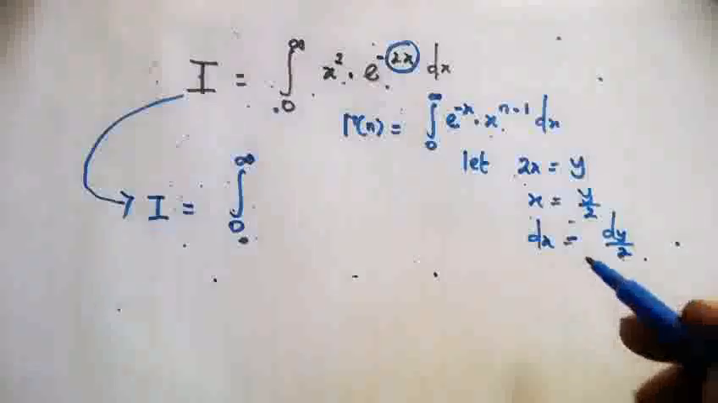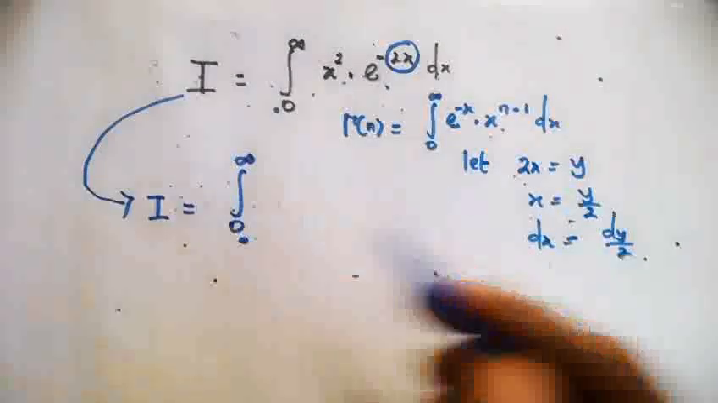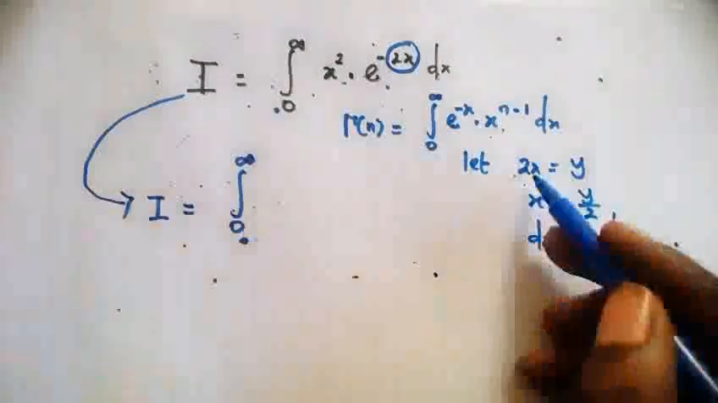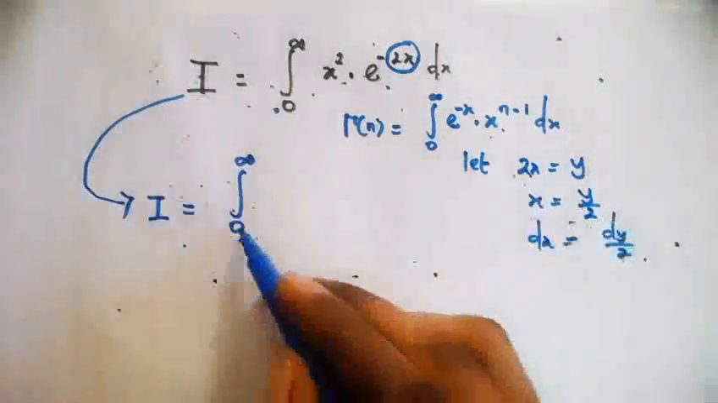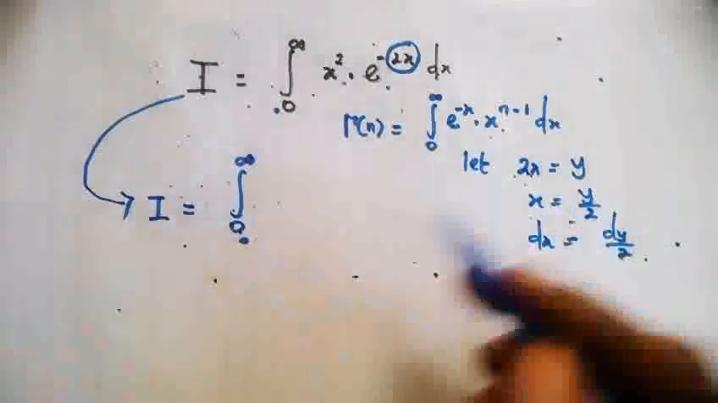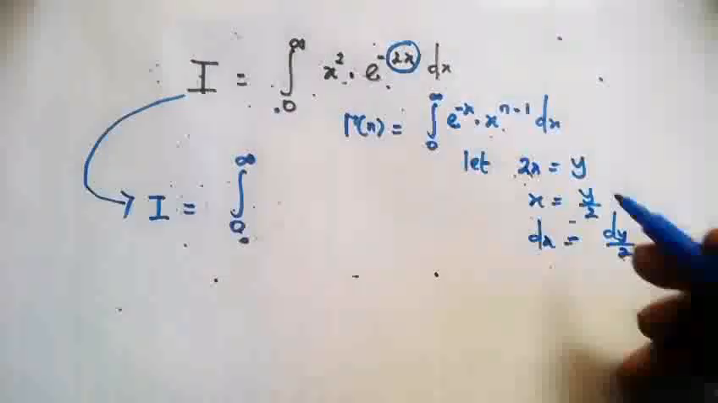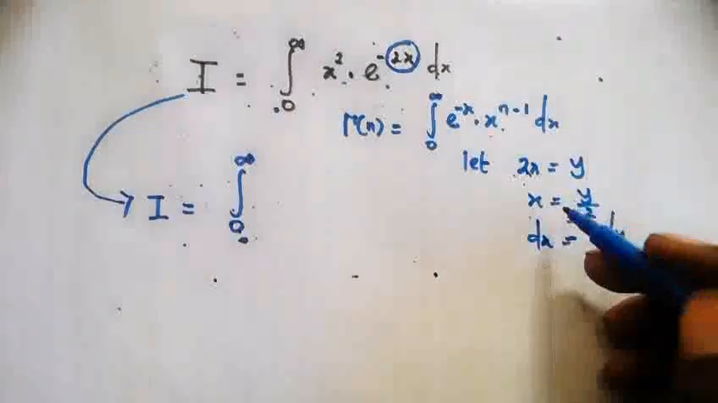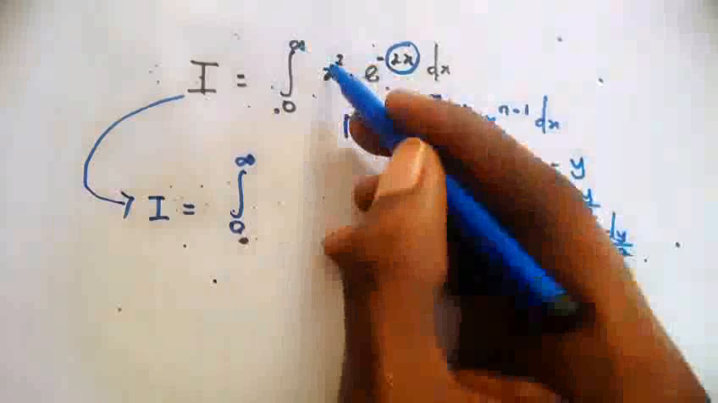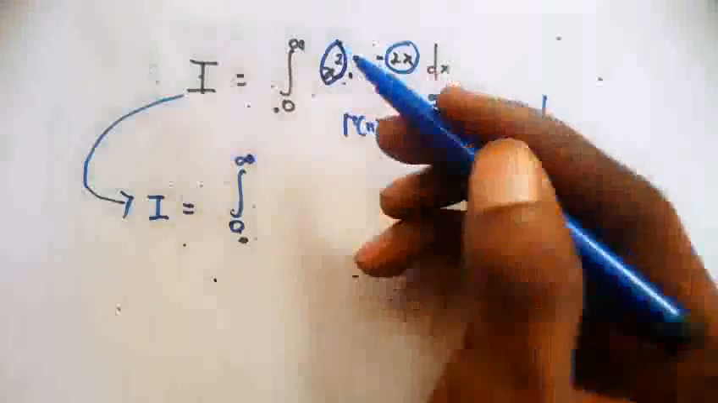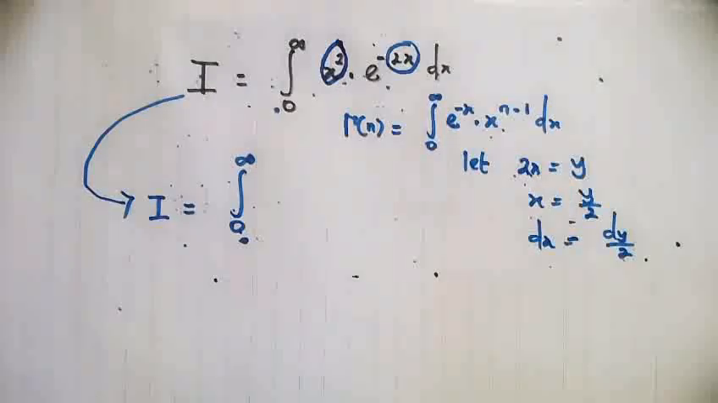integral as x is going from 0 to infinity. Remember to check the new boundaries here: when x is equal to 0, we have 2 times 0, that is 0. When x is equal to infinity, 2 times infinity is infinity, as x is approaching infinity here. So now our x squared here, what is it going to be?